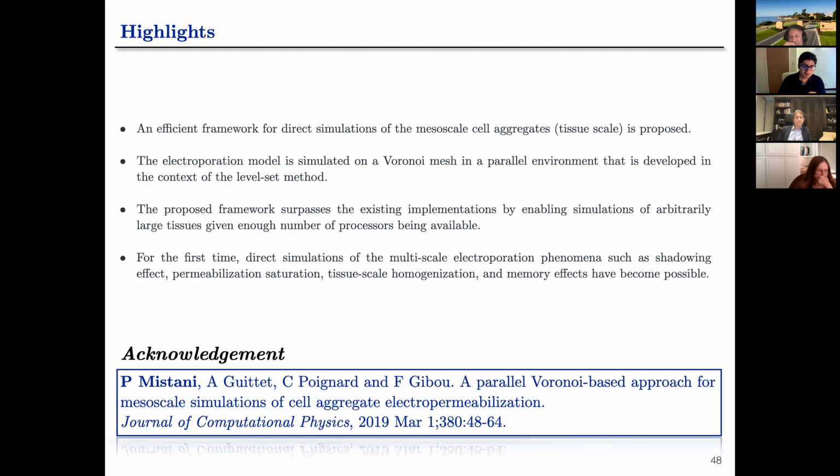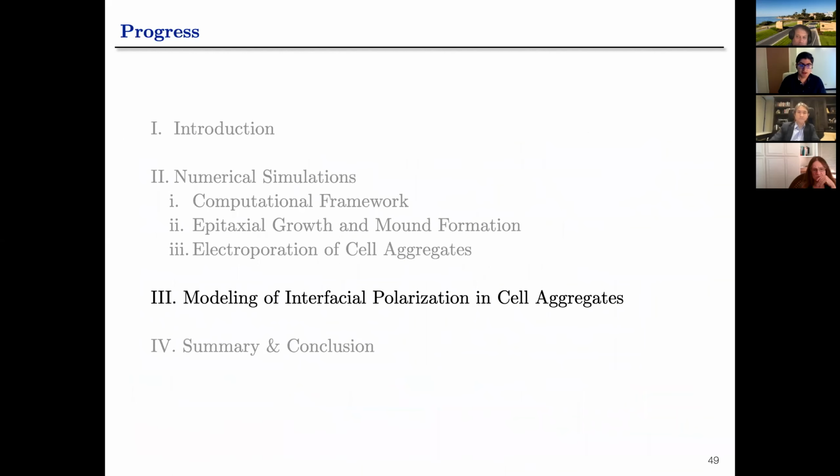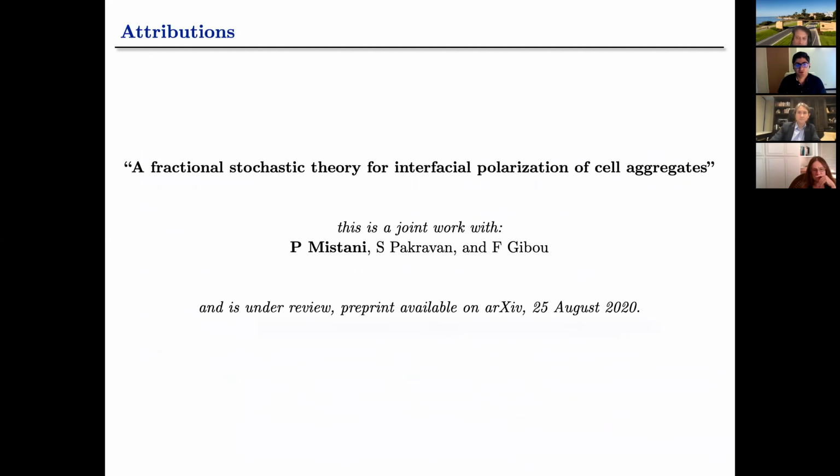So basically, this was my second project, published in 2019, again in the Journal of Computational Physics. So now this is the end of the first part of my presentation, just doing some applications of numerical simulations. Now I want to go into modeling, which is answering the more important question of what we do with the simulations. This is now under review, and it is still available on arXiv.